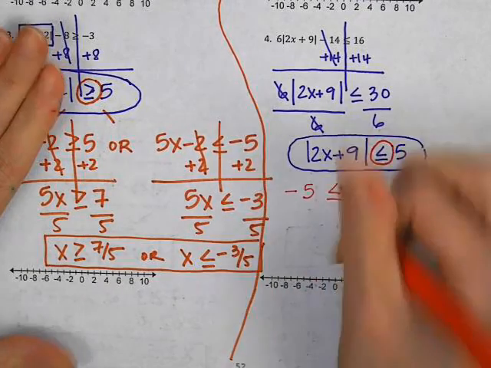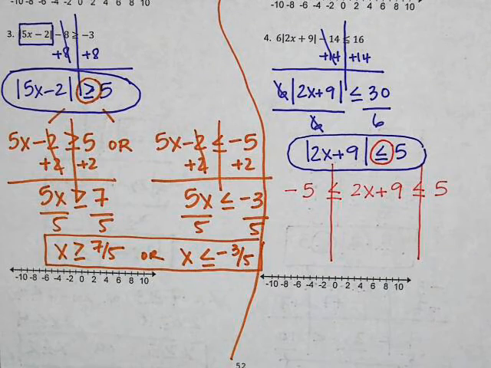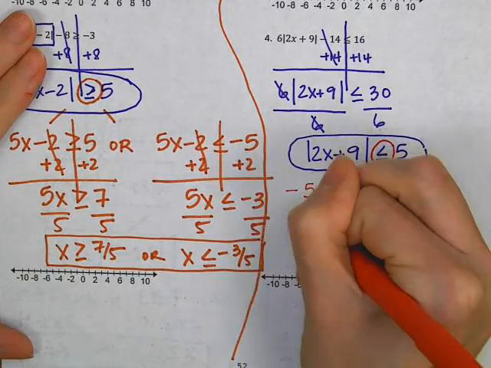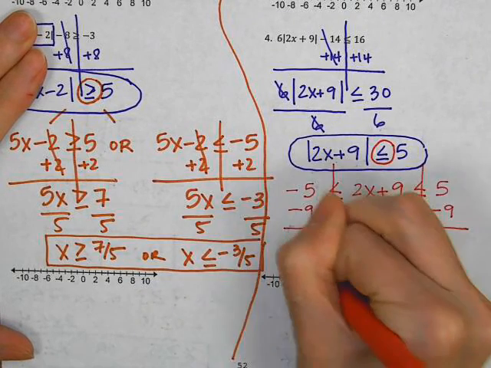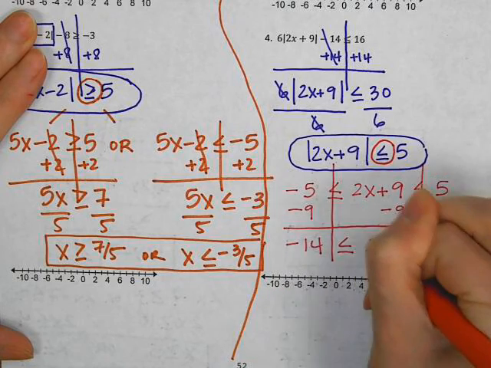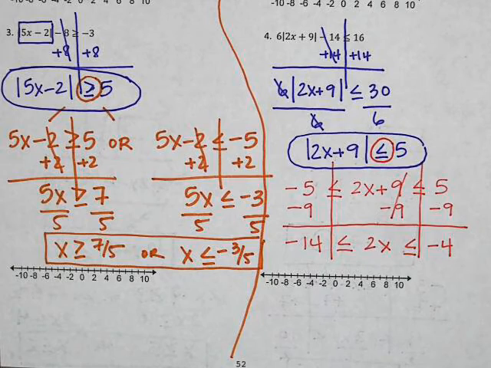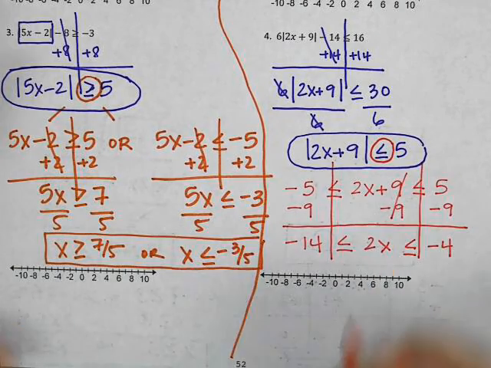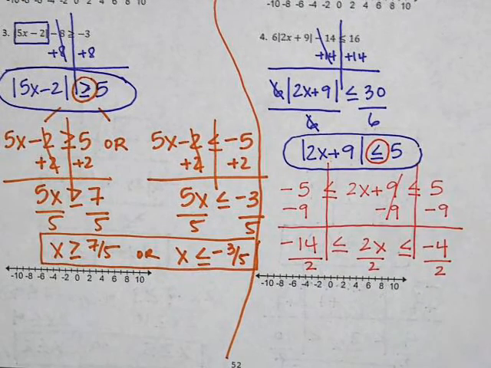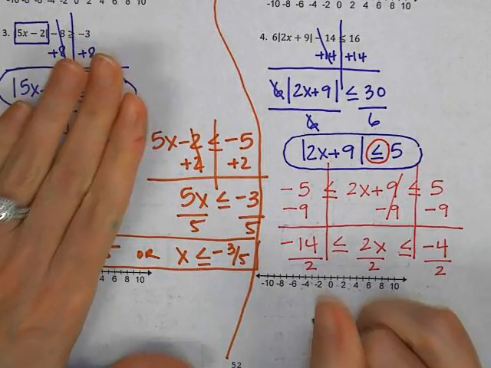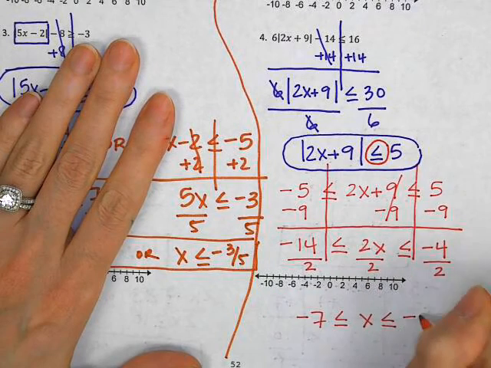So to solve the sandwich, it's the double wall. Try to get x alone in the middle. So minus 9, minus 9, minus 9 from every piece. You get negative 14 less than or equal to 2x less than or equal to negative 4. And then to get x totally alone, divide by 2, divide by 2, divide by 2. And let's see what we got. Negative 7 is less than or equal to x is less than or equal to negative 2.